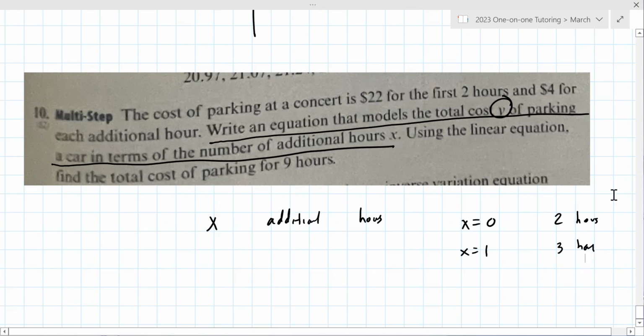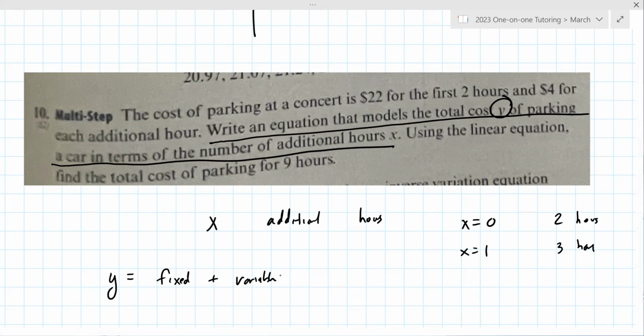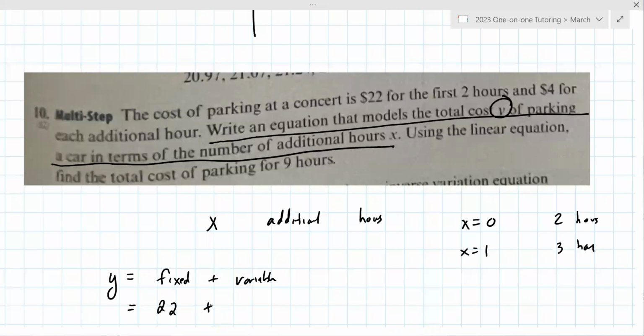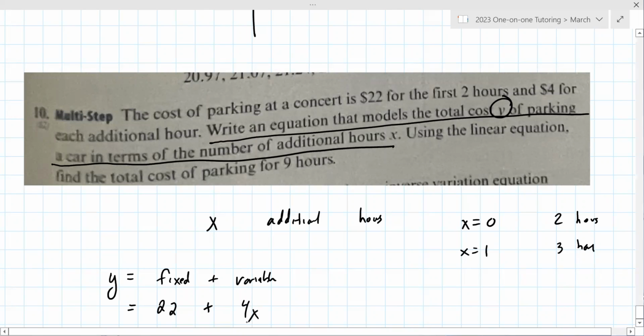All right, so write an equation that models the total cost. So this is the fixed, one-time cost plus the variable cost. What do you think here? 22 plus... what does each extra hour cost you? $4. So that's 4x.